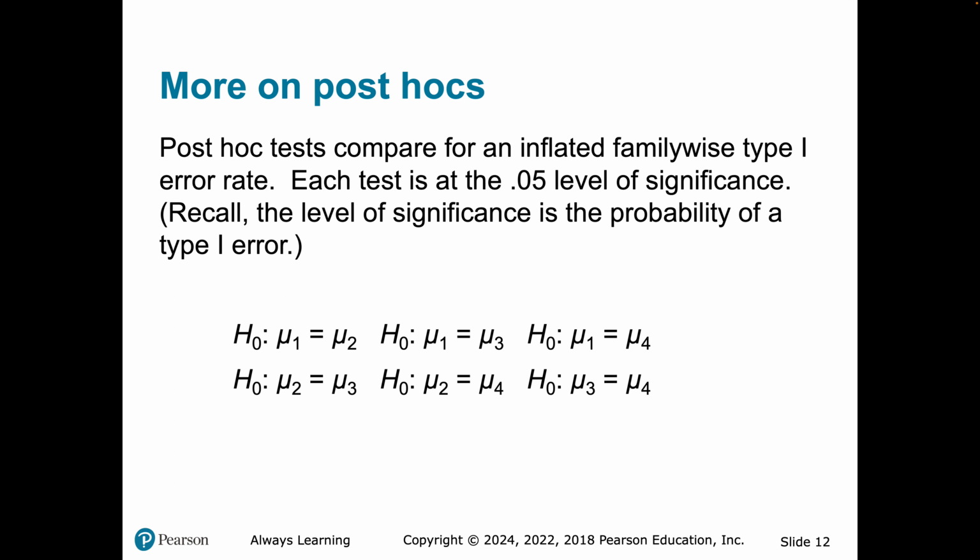Now, what are post hocs? You would think that if you're just comparing 2 means, you would just run a bunch of independent samples t-tests. Well, you can't do that, because if you do, you inflate the family-wise type 1 error rate. So let's think about it this way. If I compare mu1 and mu2, I'm allowing myself a 0.05 error rate, and then I make another comparison at 0.05 and another comparison at 0.05. That type 1 error rate family-wise, collectively, in this case of the 6 comparisons, will inflate.